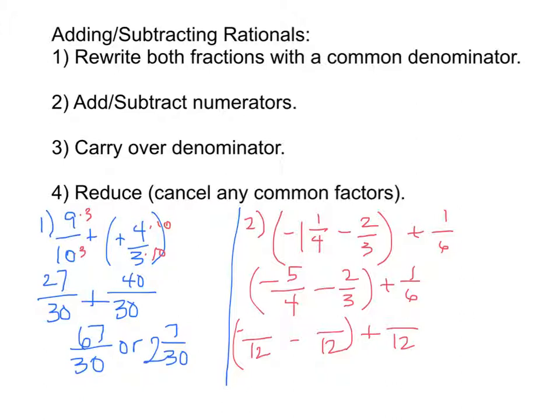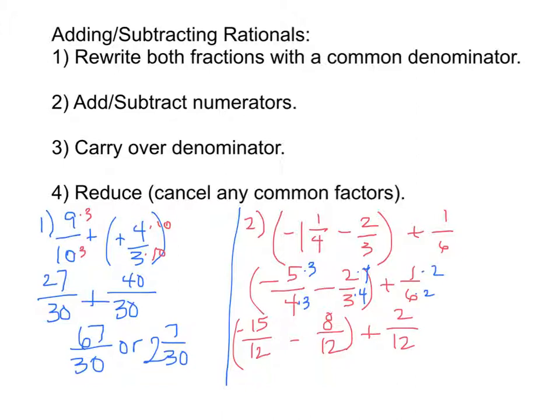So 4 to a 12, I take it times 3. So that means I'm going to take it times 3 on the top, giving me 15/12. 3 times 4 is going to get me a 12, so I'm going to multiply 4 on top, giving me 8/12. And 6 times 2, so I'm going to multiply the 2 on top, giving me 2/12.